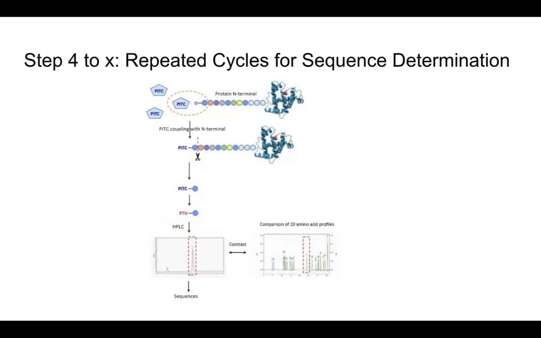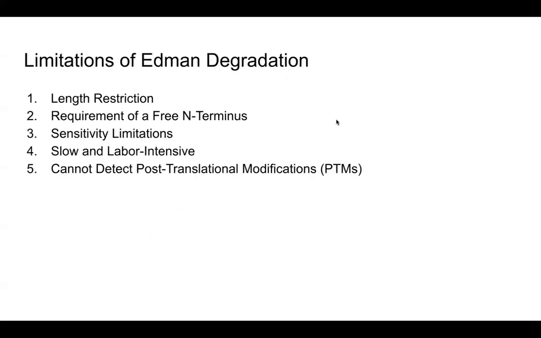If it's any longer than that, then Edman degradation is not really advisable. But I'm going ahead of myself. Apart from length restriction, ano-ano pa ba ang limitations ng Edman degradation? So as I mentioned earlier, Edman degradation is generally effective for peptides that are just about 30 to 50 amino acids long.